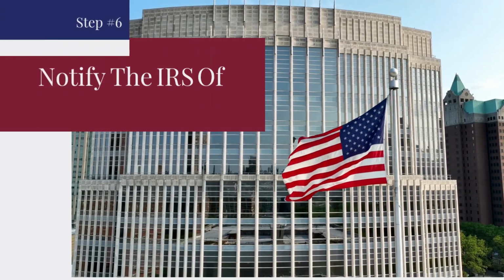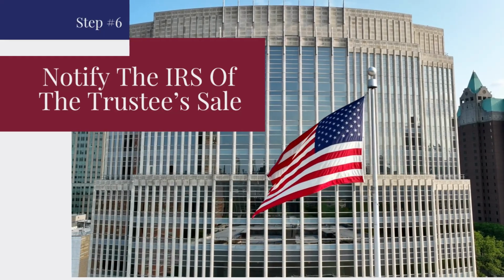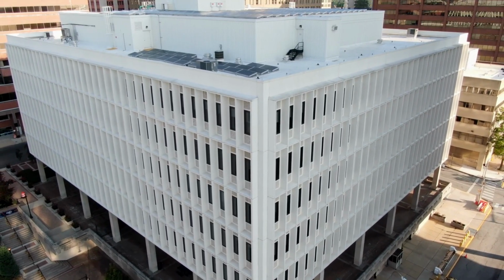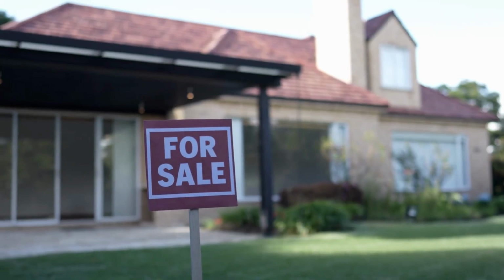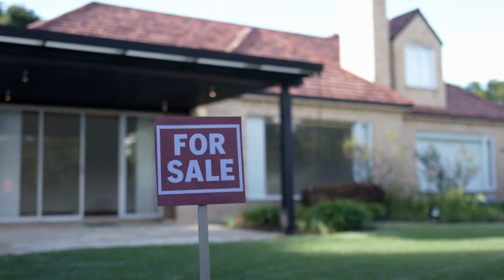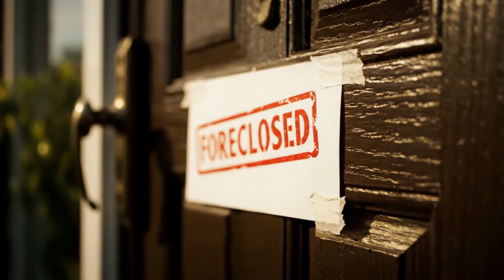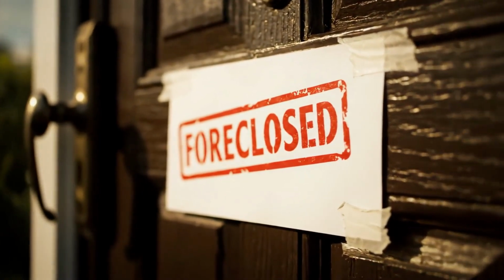Step 6. Notify IRS of trustee's sale. The IRS must be notified of a proposed trustee's sale at least 25 days in advance to cut off any tax liens on the property. Otherwise, the liens will not be removed by the foreclosure.